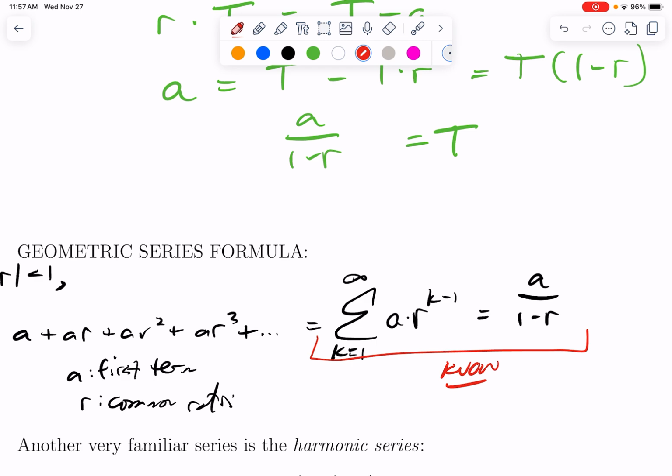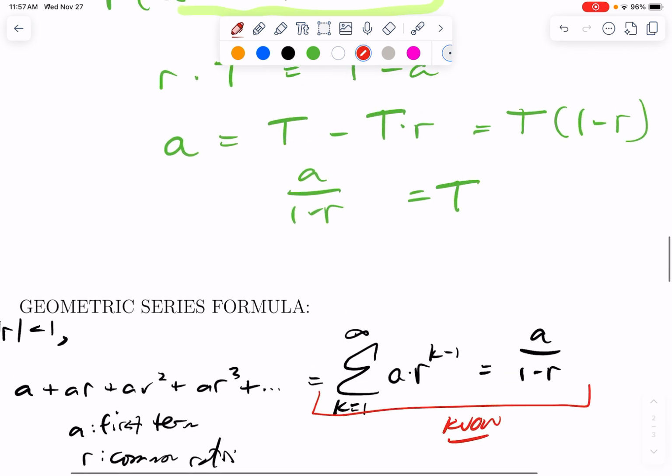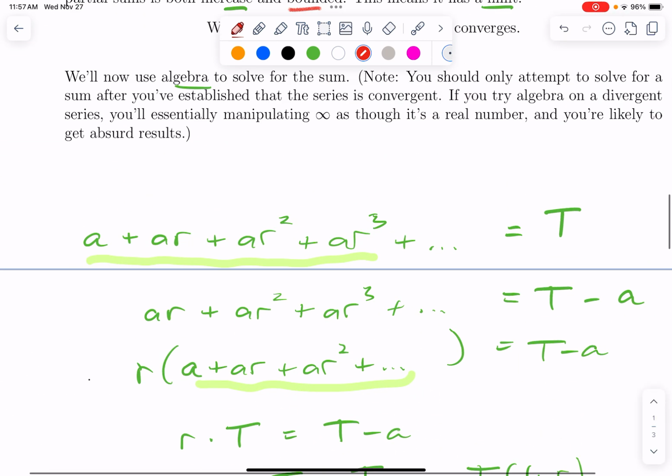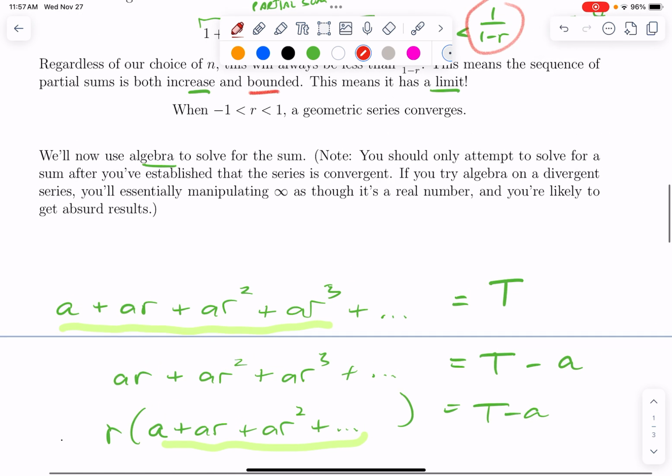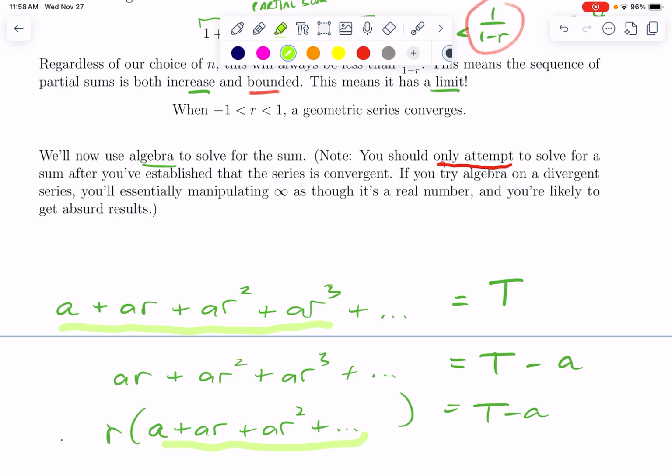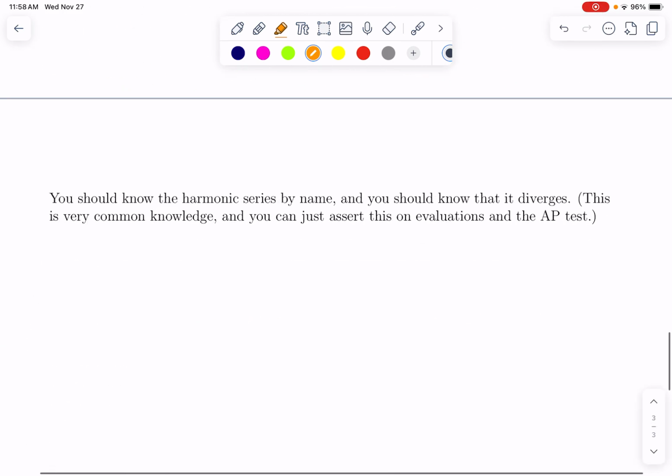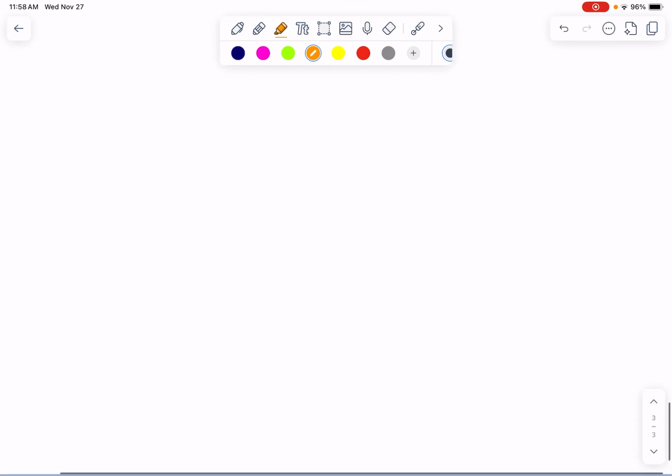then apply this formula. Now, one thing I want to point out is I figured out the formula by doing algebra, but you should only attempt to solve for a sum after you've established that it's convergent. If you try to do this with something that is divergent in the first place, you'll get an absurd answer. So let me just show you at the very end. Don't try to figure stuff out until you know it converges.